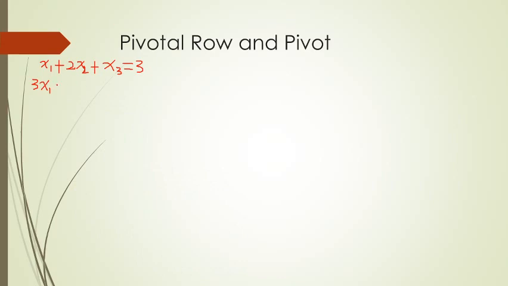Minus x2, and then minus 3x3 equals minus 1. 2x1 plus 3x2 plus x3 equals 4. You can check your note, okay? You can check your note of what we did before.